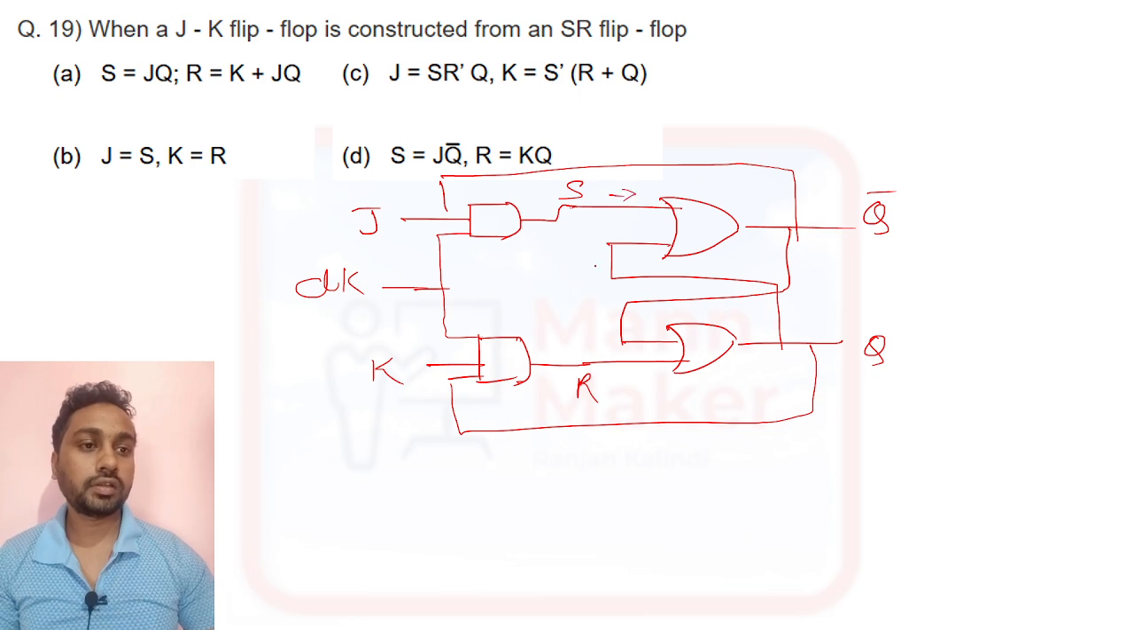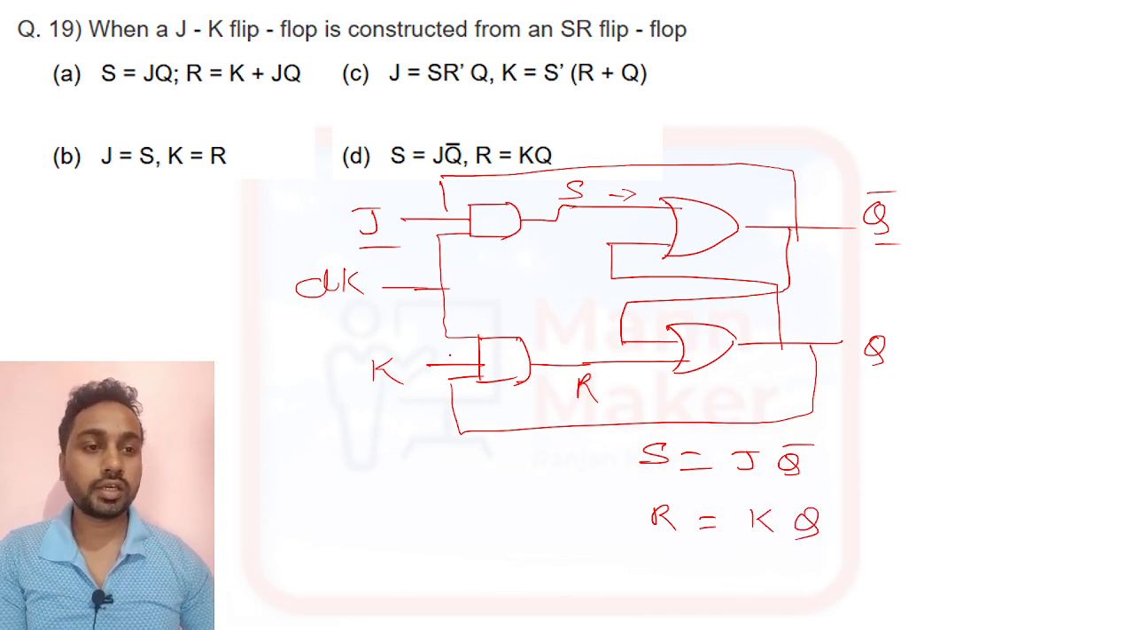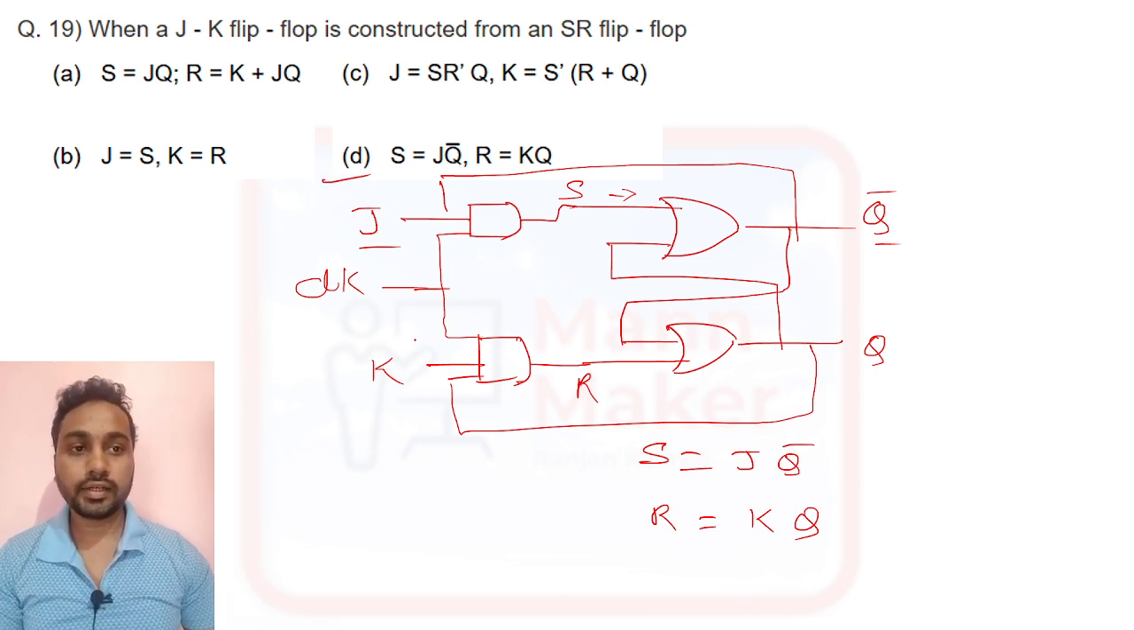So from here you can say S is J and Q bar, so we can write S is J Q bar, and R is K and Q. So from here option D is your right answer. From the options we can write S is J Q bar and R is K Q. So option D is your right answer.